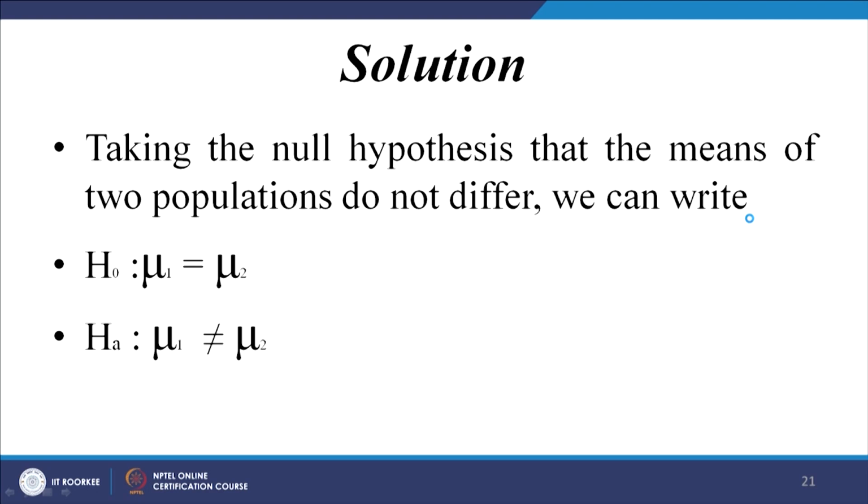So, what is the solution? The null hypothesis is that the means of two populations do not differ. So, we write again mu 1 is equal to mu 2, and mu 1 is not equal to mu 2 is my alternate, right. Okay.